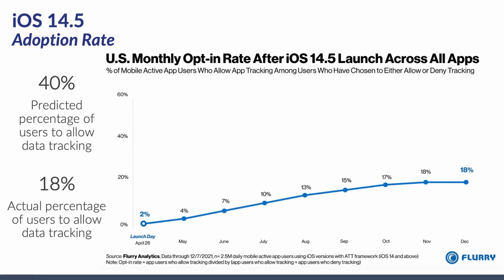Originally, experts had predicted a more relaxed response from users, with approximately 40% of all users continuing to allow these apps to track their data. Fast forward to 2021, we know that this is not the case. Users are far more protective of their data. So we're left with only 18% of all users allowing those apps to continue tracking the data.